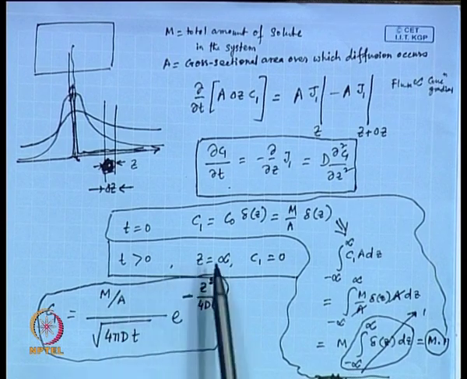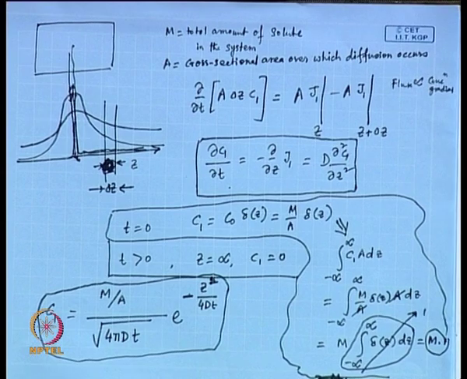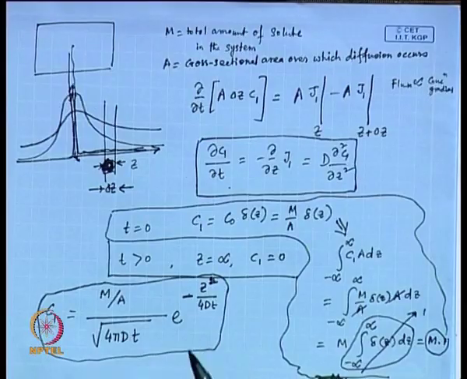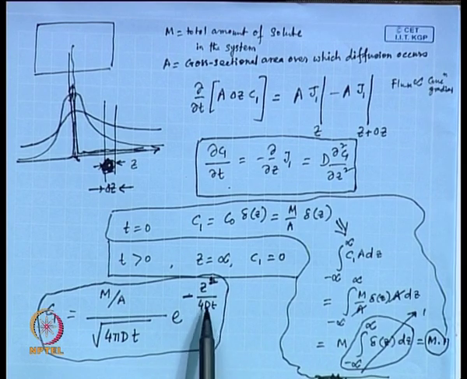Now, for t greater than 0 at z equal to infinity, C1 is equal to 0. That means the concentration far away from the spot has to be equal to the original concentration, which is 0. After all, this is a very small spot. So the boundary condition you put here is that at infinity this concentration is equal to 0. Now, if you solve this equation, you will get this final form: C1 is equal to m by A, divided by square root of 4 pi Dt, times e to the power minus z square by 4 Dt.